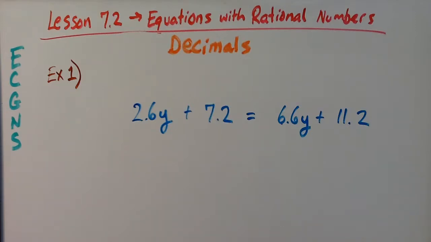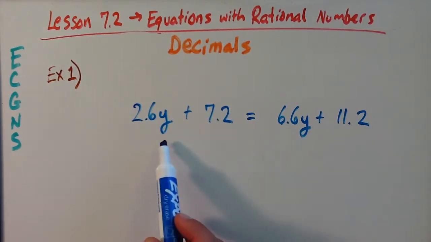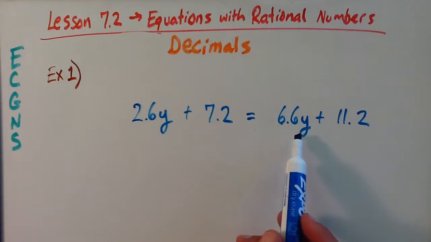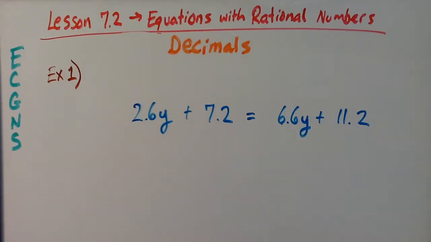Now we still follow the same 5 steps to solve the equations, right? We use E, C, G, and S. Every cowboy gets nervous sometimes. We eliminate the parentheses by the distributive property. We combine like terms. We get the variable on one side, numbers on the other, and then we solve for the variable. In example 1, we have 2.6y plus 7.2 equals 6.6y plus 11.2.